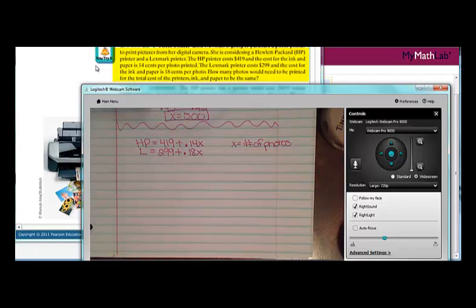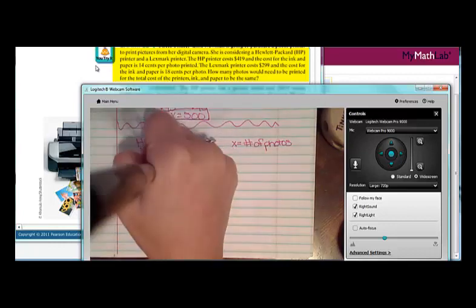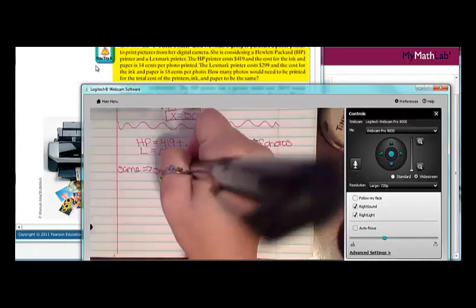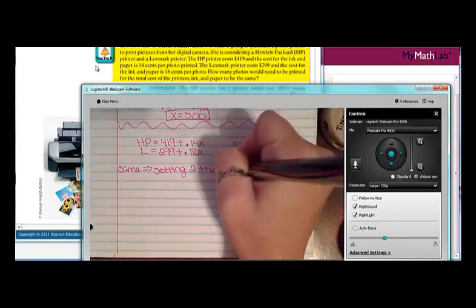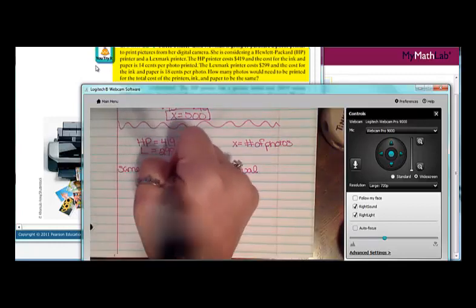But then our question says, how many photos would need to be printed for the total cost of the printer's ink and paper to be the same? Whenever you see something say the same, you need to think that means you're setting them equal to each other, because we want to see where they're equal. So that means we need to set our Hewlett-Packard and our Lexmark printer equal to each other. And then we need to solve for our x.